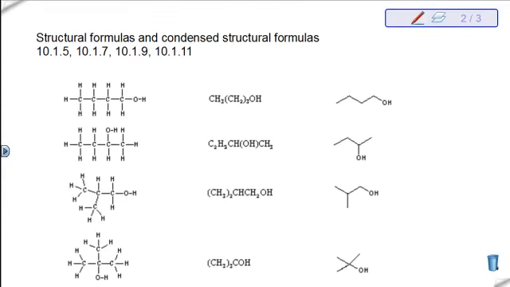So the last thing I want you to see is the difference between a structural formula. This is a structural formula. It's what we've been doing. Please understand that this shows the H's. It's a detailed version of what we've been doing. This is a condensed formula. So I wanted to show you some of the tricks here.